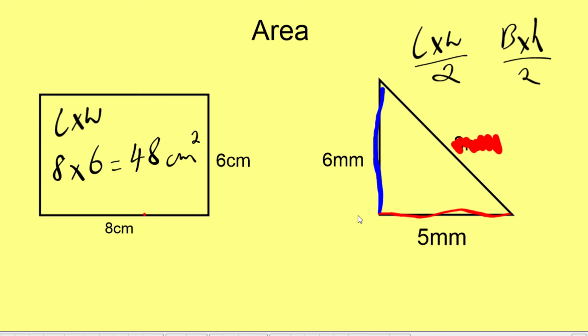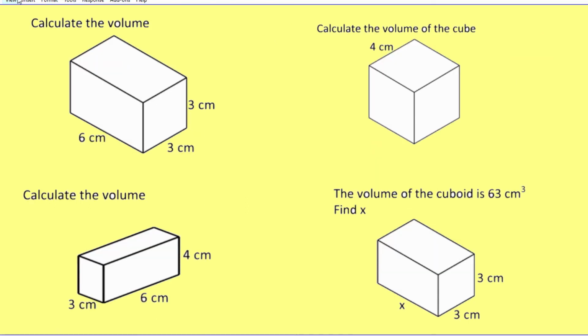So the area of this would be 6 times 5 divided by 2, which is 6 times 5 is 30, divided by 2 is 15 millimeters squared. So remember, never use that diagonal line. It's only the height and the width. So we've looked at area of 2D shapes. So we've got the area of a rectangle and the area of a triangle.